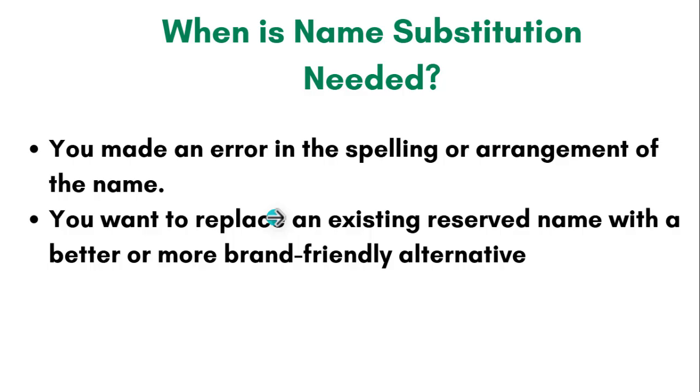Or you made an error in the spelling or arrangement of the name. So this is another situation where you may need to do name substitution. Assuming you reserve the name and you discover that there's an error in the approved name, you can do name substitution and correct the error. Please allow the name to be approved first. If you discover it before the approval, allow it to be approved, because an ongoing name reservation you cannot do substitution for. It should be approved because you need to search it. It is only those that have been approved or registered that you see in the system.